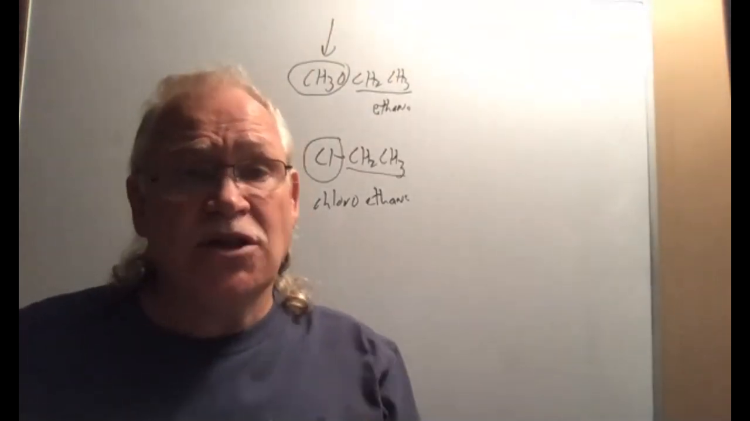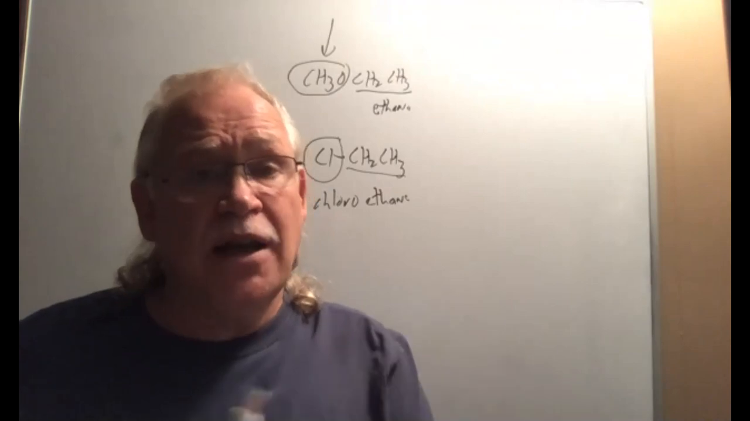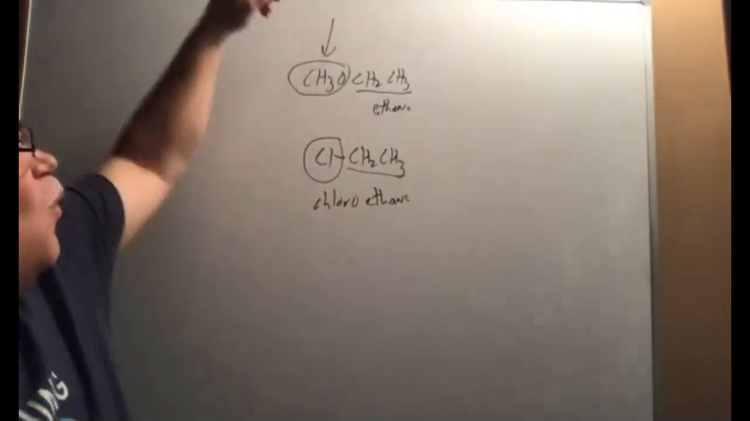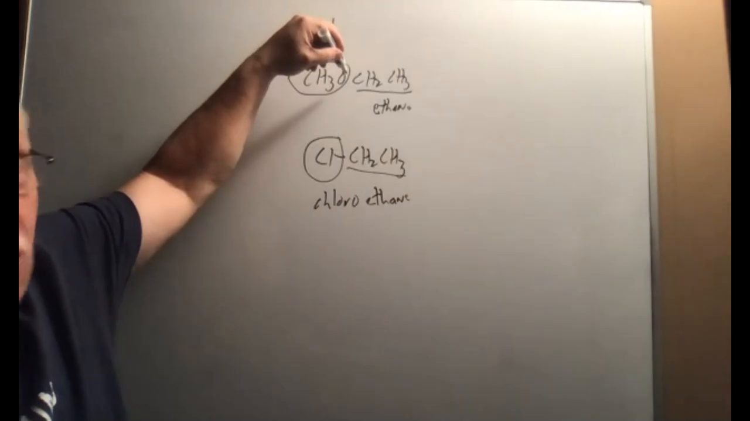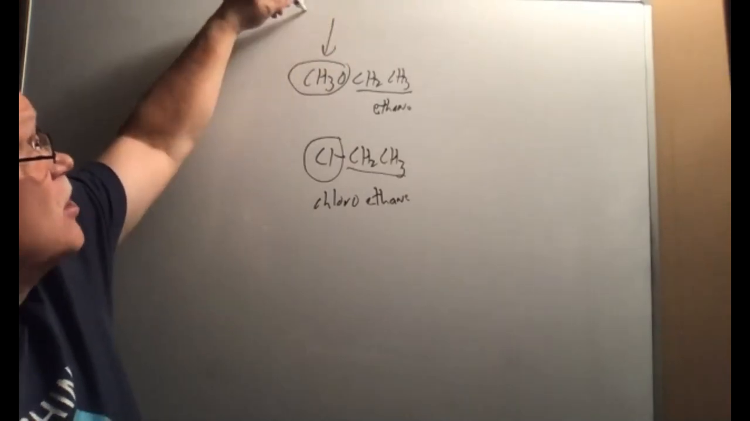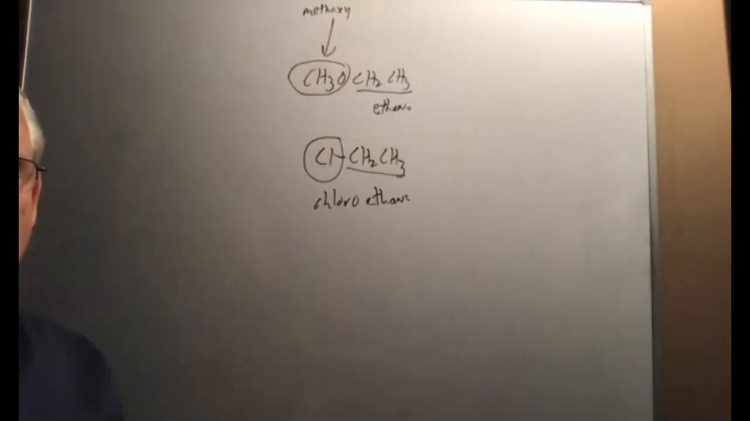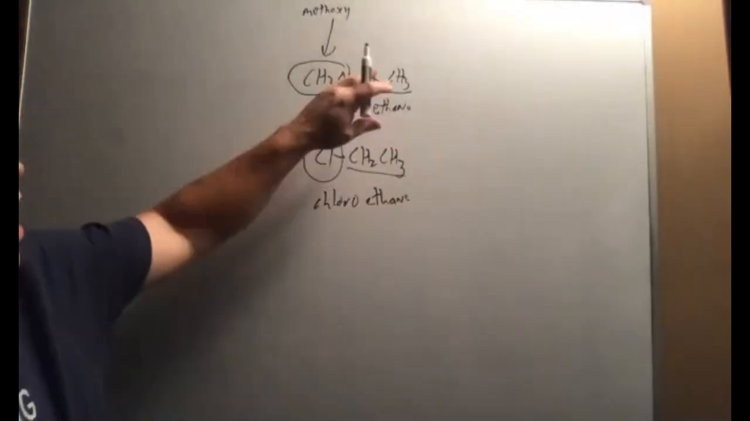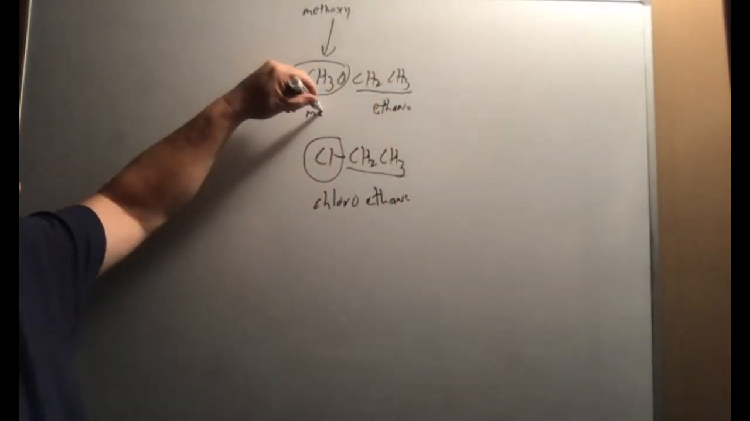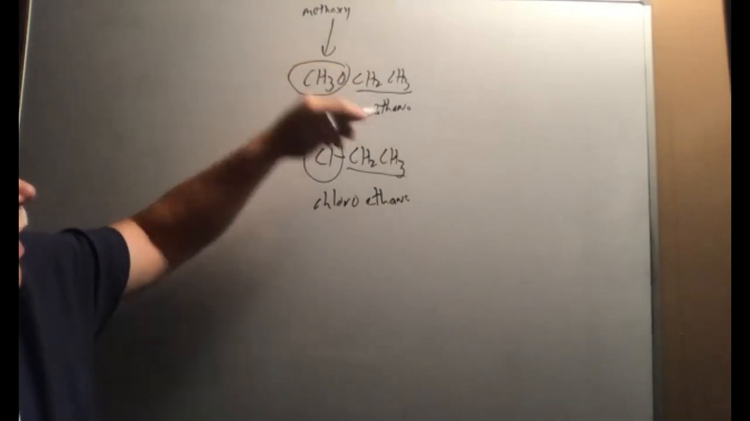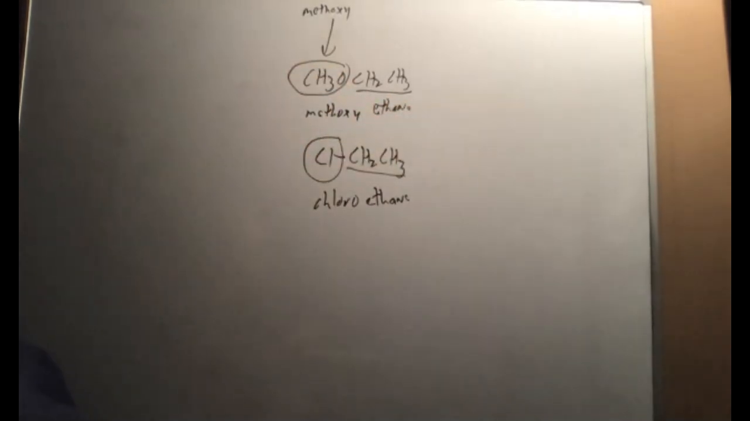Now, whenever we have a substituent that has an oxygen and then an R group attached to it, we name this as an alkoxy group. So this is methoxy. This group is called the methoxy group because it's a methyl attached to an oxygen. So what would this compound be called? Methoxyethane. One word, no spaces. Notice we don't need a number in this case to tell where the methoxy is attached. Okay, that's all there is to it.